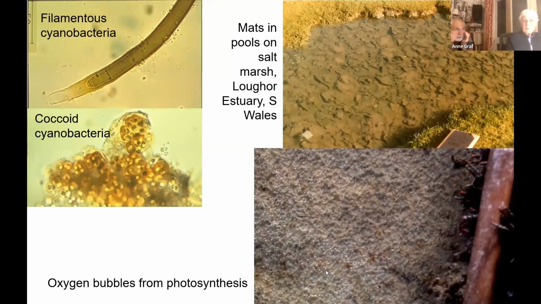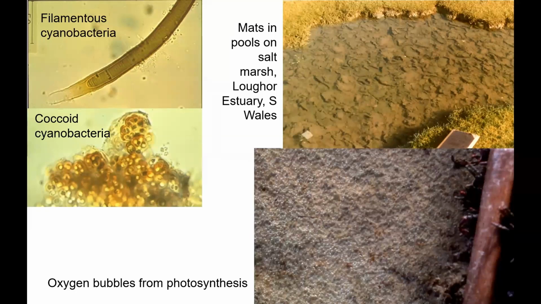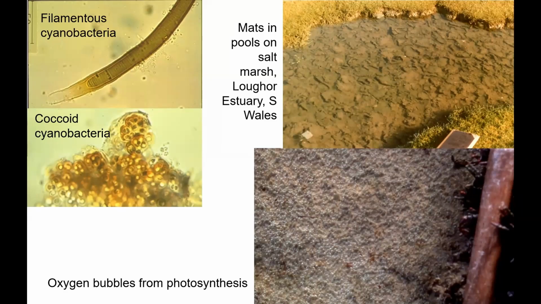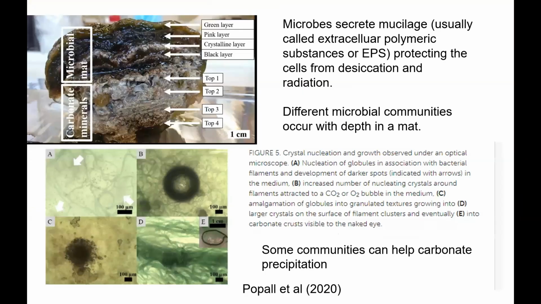Now, deeper in the mat, in fact, there are other bacteria that come along, and they produce hydrogen sulfide, and they do all sorts of other things as well. But at the surface, you get this oxygen production. So this is an example where you've got a mat with a whole series of different layers, and some of them are reducing and produce H2S.